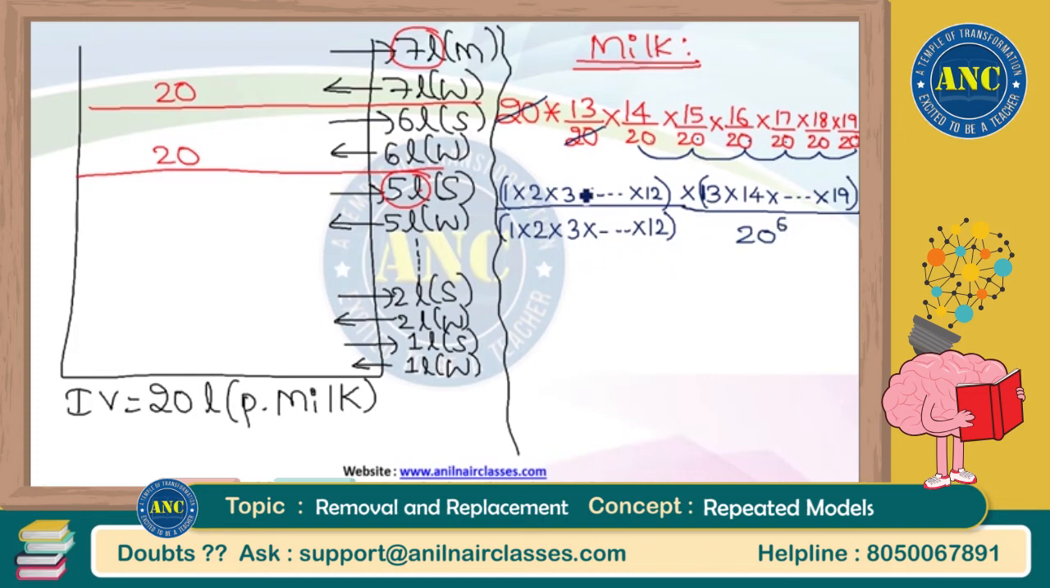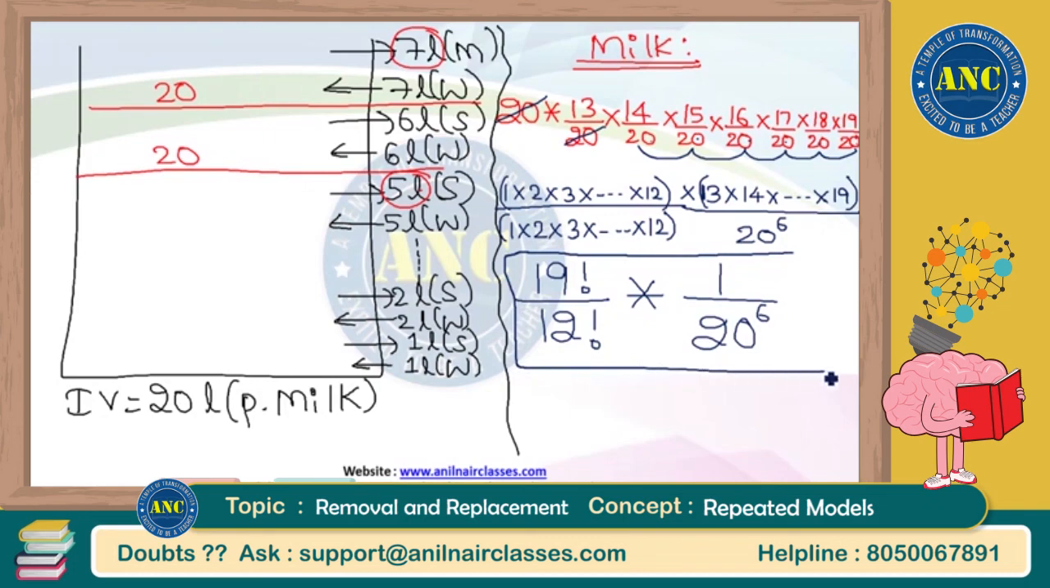Now what is the numerator? 1 into 2 into 3 into 4 etc. till 12 into 13 into 14 etc. till 19. That is nothing but 19 factorial. Denominator is 1 into 2 into 3 etc. till 12. It is nothing but 12 factorial, multiplied with 1 divided by 20 power 6. I have expressed my answer in terms of factorials, and that is what is given in the answer options also.